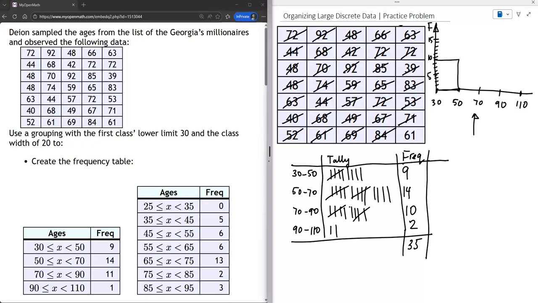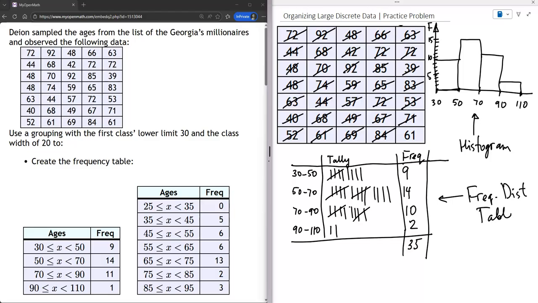The next bar will go from 50 to 70, and it will be of height 14. So this is what it's going to look like. The next bar will be of height 10, and the next bar will be of height 2. So this is what we call a histogram. And this is what we call a frequency distribution table. And now we are ready to answer the questions on the left.